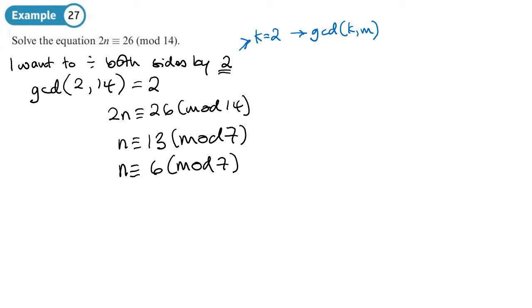But remember, the original equation was about mod 14. So we can go from 6 up to 14 by adding multiples of 7 until we get to 14. So I could say that the solutions are n is congruent to 6, add 7 to that, and 13 for this equation.